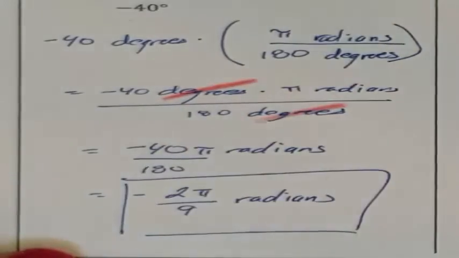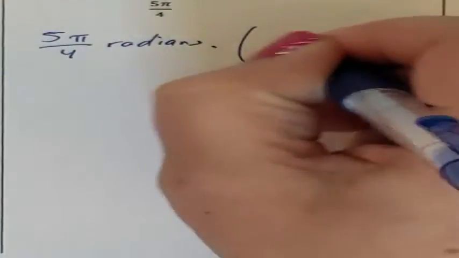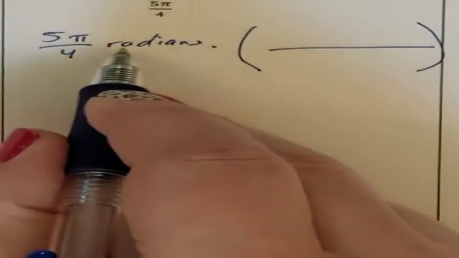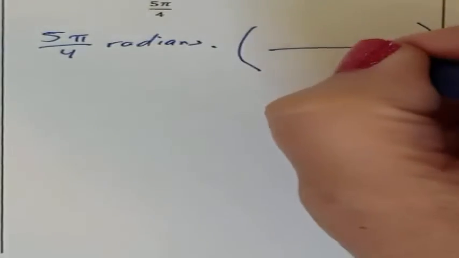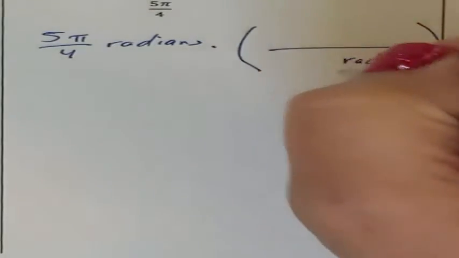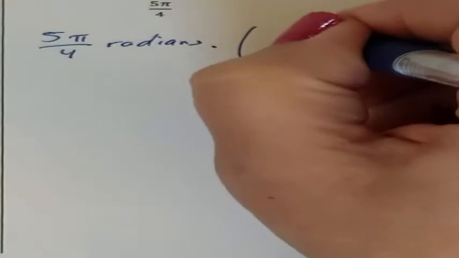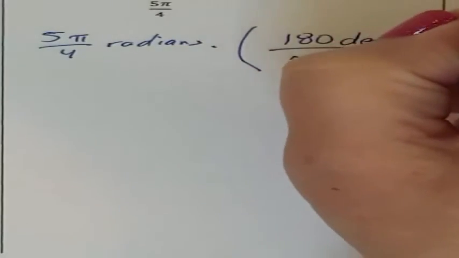Next one, there is no degree, and I see a pi, which means that this is in radians. So I have 5 pi all over 4 radians, and I need to multiply that by a special conversion unit. If radians is what I have, then radians is what I want to get rid of, so it goes in the denominator. Our unit of conversion fraction always says that pi radians is the same as 180 degrees.